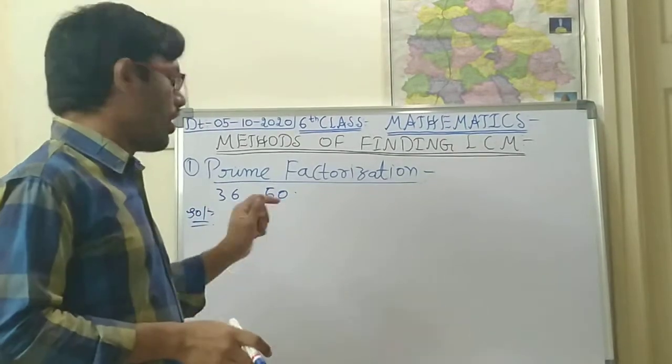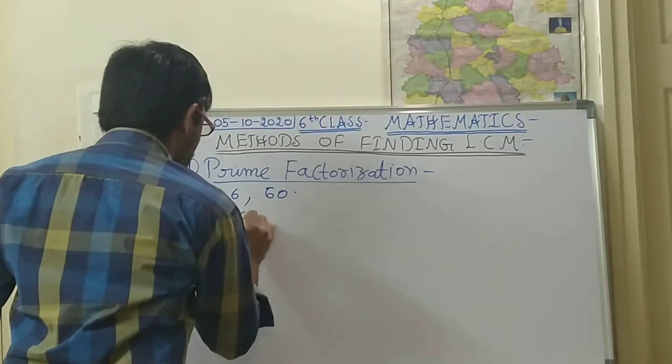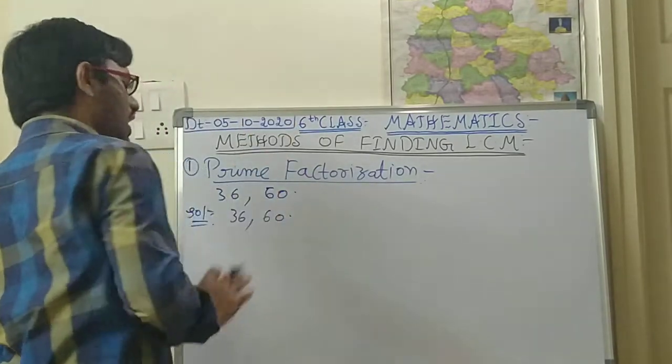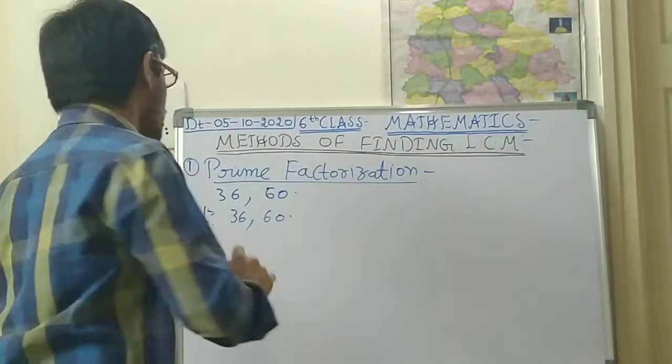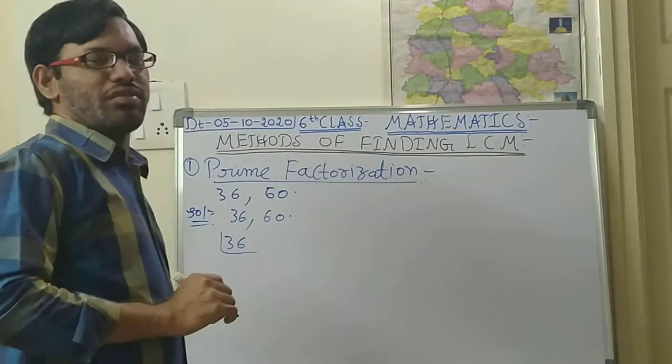So how are you supposed to do it, children? The first step with 36 and 60 is the same as before, there won't be any change. First, for 36, you have to find the prime factors.